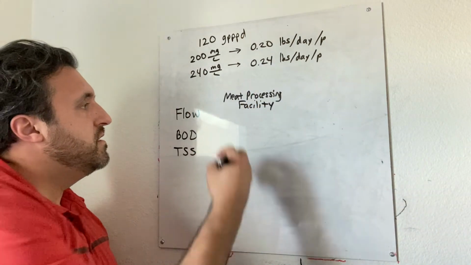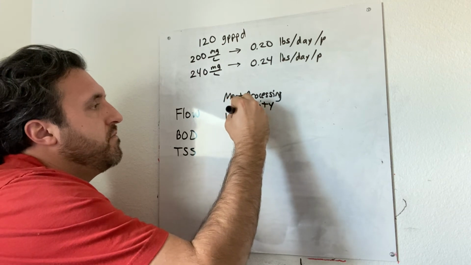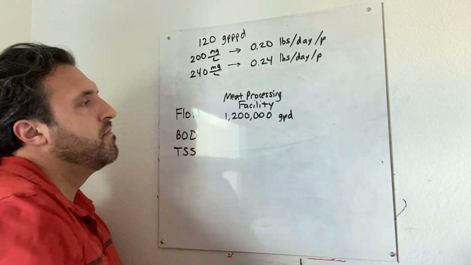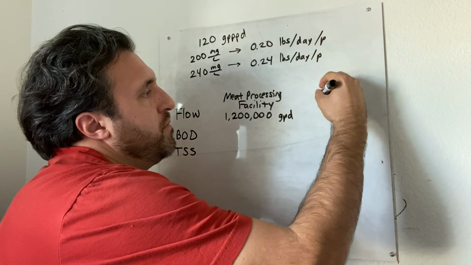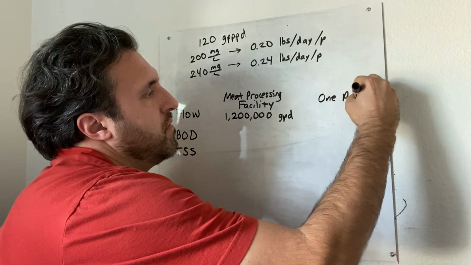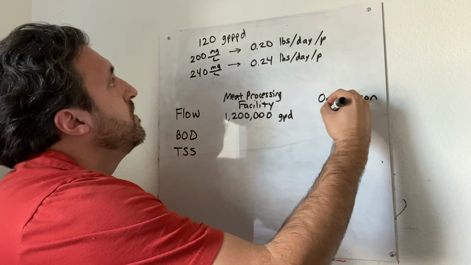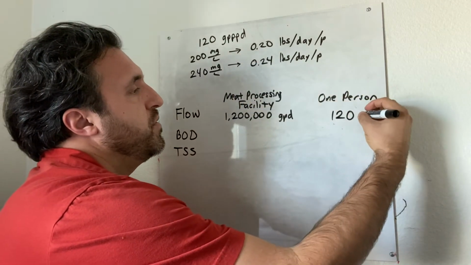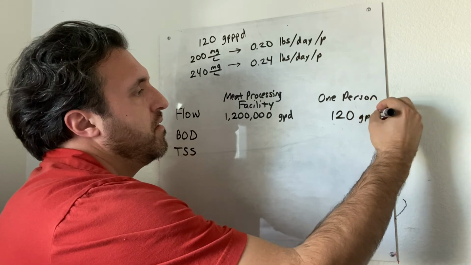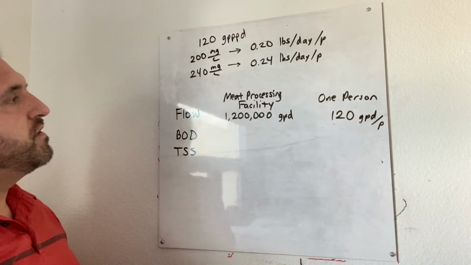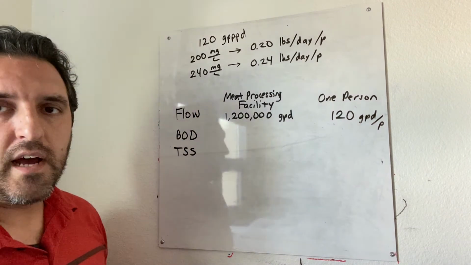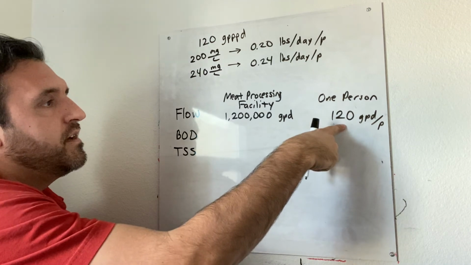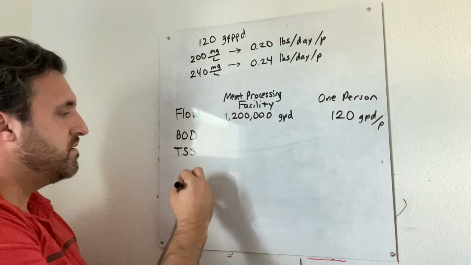the flow rate is 1.2 million gallons per day. For one person, our flow rate per person, we're assuming 120 gallons per person per day. All right, so for the flow equivalent, for the person equivalent on a basis of flow rate, it's just taking this value and dividing it by the flow rate for a single person.